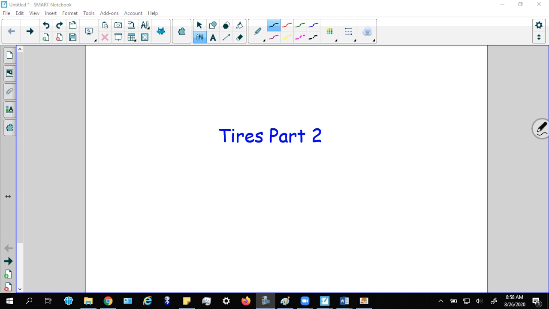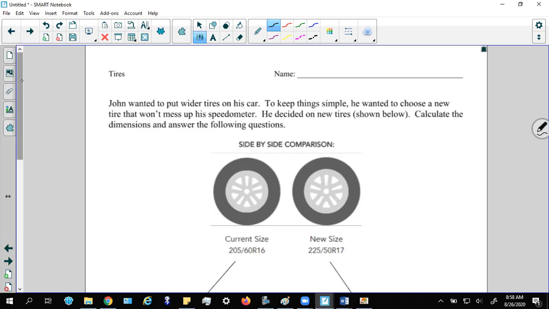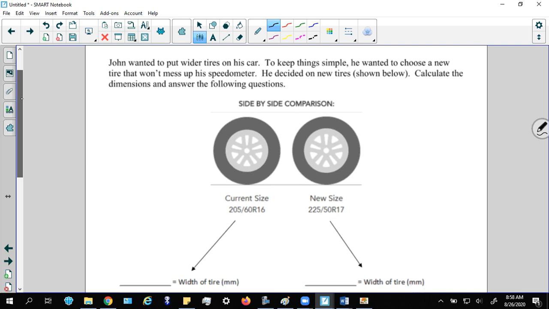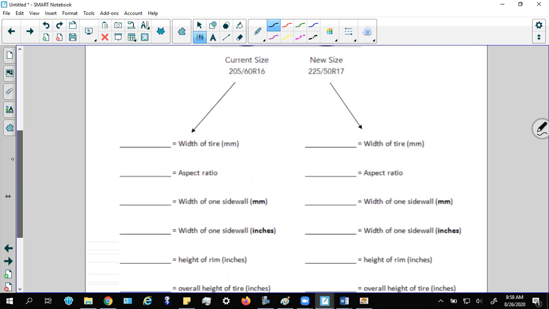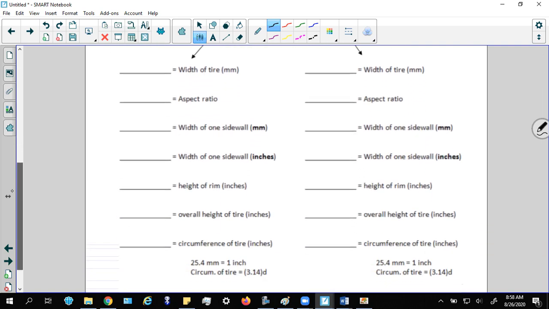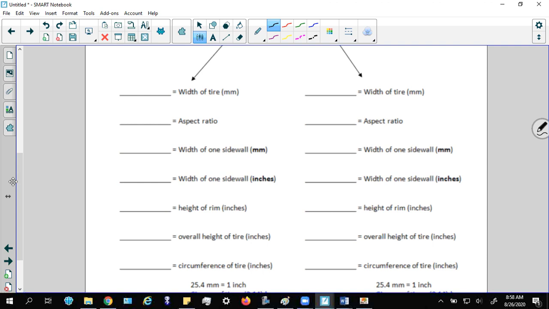All right, in this video, we're going to continue our conversation with tires to where we're actually going to apply and answer some questions regarding different types of tires. So the first question that you see here on your worksheet, you're dealing with stuff that was in the first video. So I'm going to go ahead and answer these things.